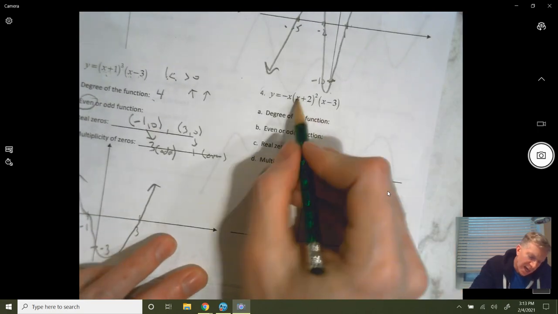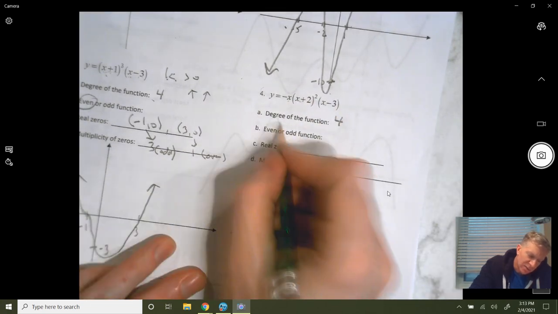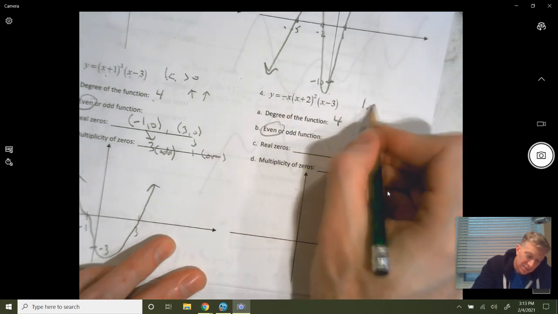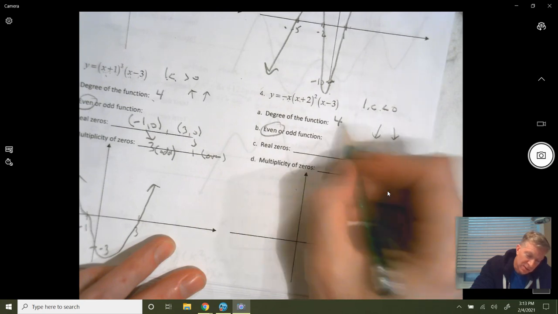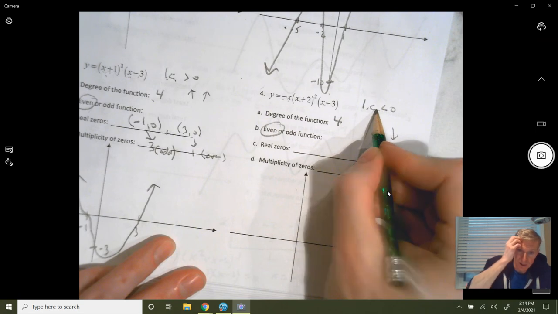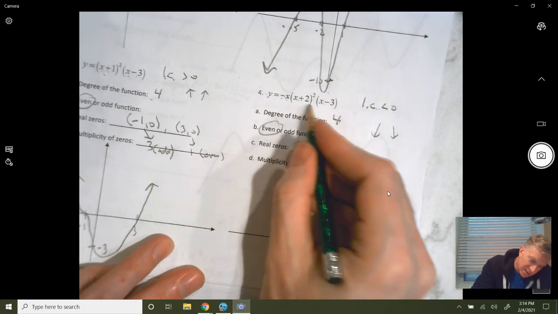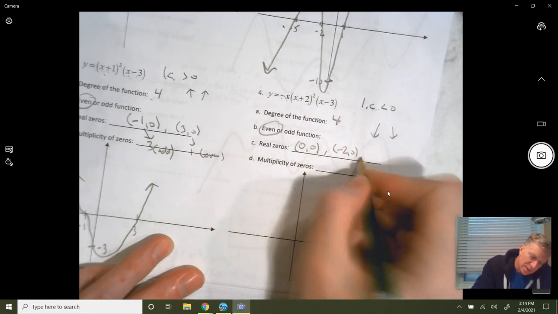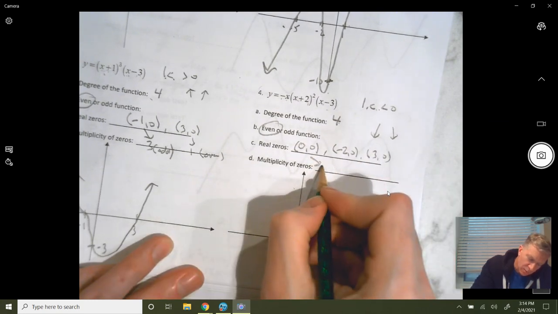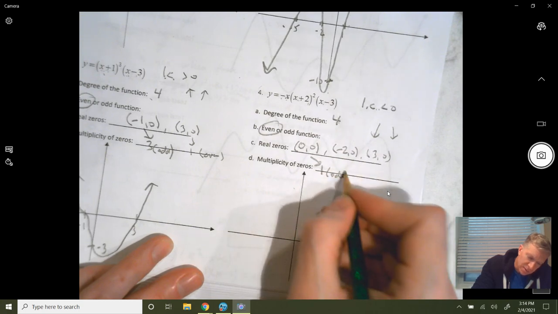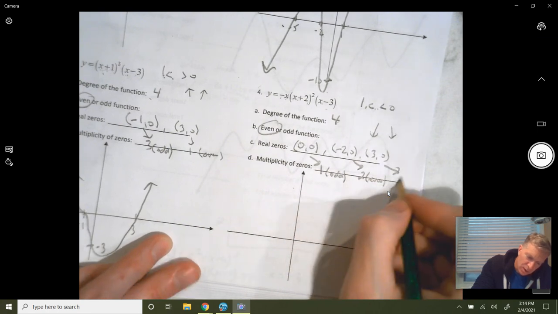Next one, okay, x, and then x squared, and then another x. So that's 4th degree. That's an even degree function. Your lead coefficient is going to be negative, which means your end behavior is down and down. Even degree is either up, up, or down, down. Lead coefficient's negative is down. Real zeros, well, this one is just 0, 0. This one is -2, 0. This one is 3, 0. This one is a multiplicity of 1, or odd. This one's a multiplicity of 2, or even. This one's a multiplicity of 1, or odd.